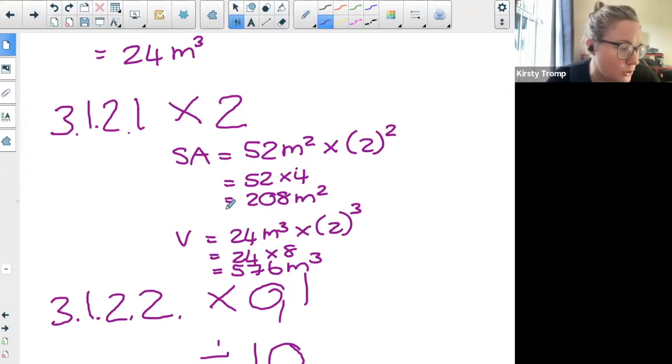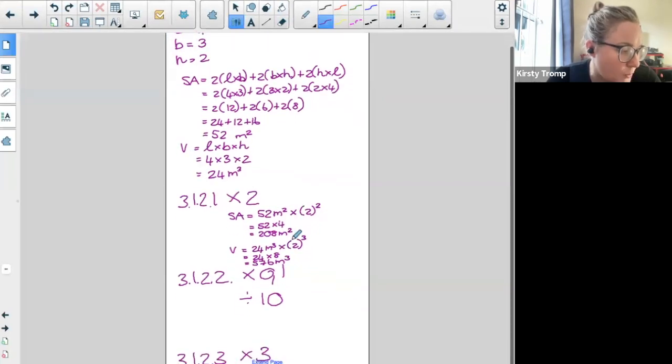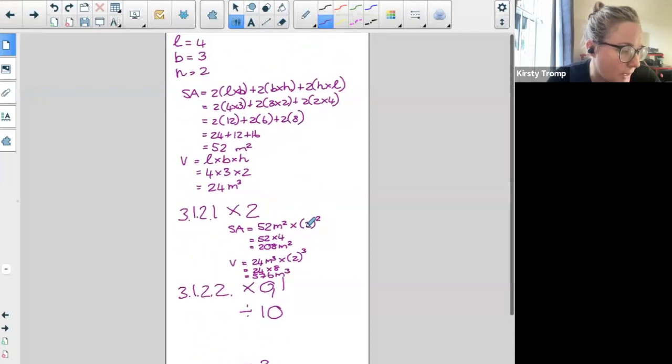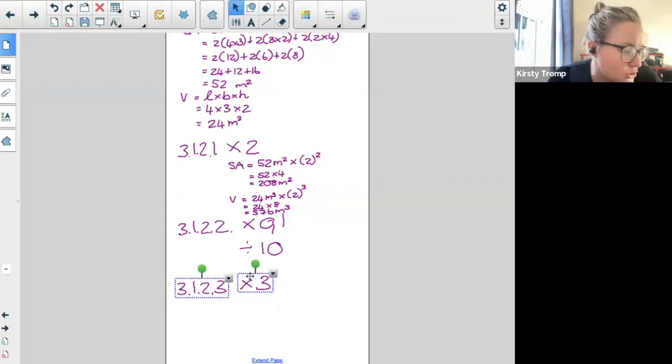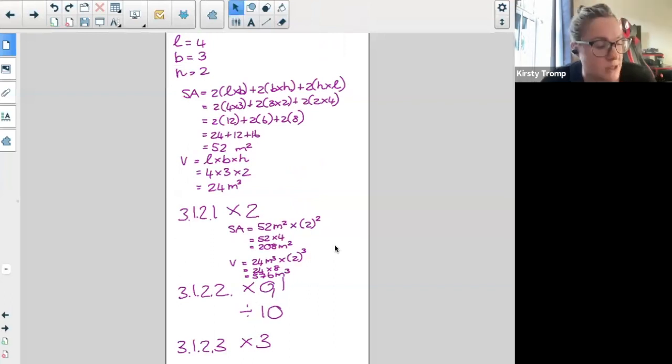What I'm going to do for you is, if you want to have a look at them before we get to the lesson, there is the whole page for you. If you want to practice for Wednesday's lesson, try 3.1.2.2 and 3.1.2.3. Take a screenshot. You can go and practice those for me.